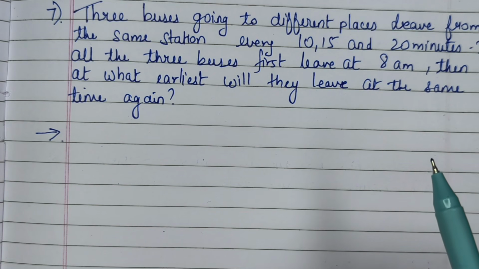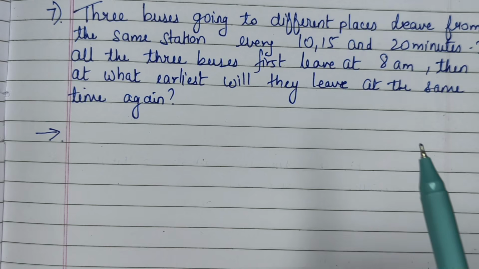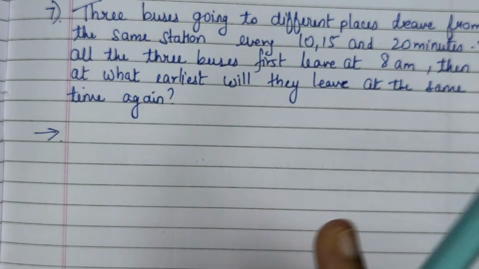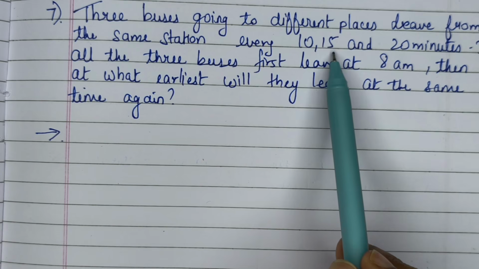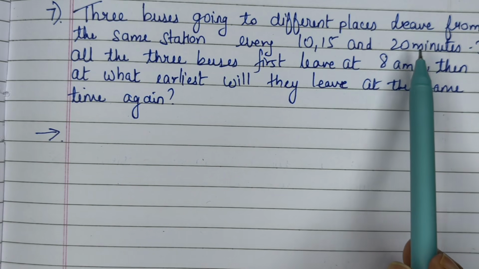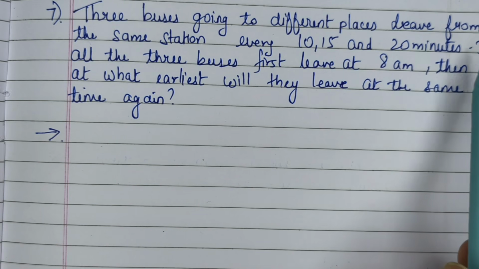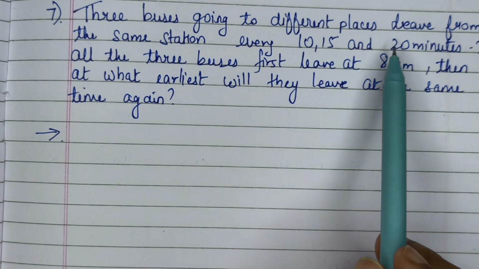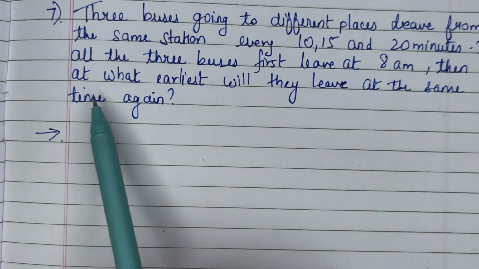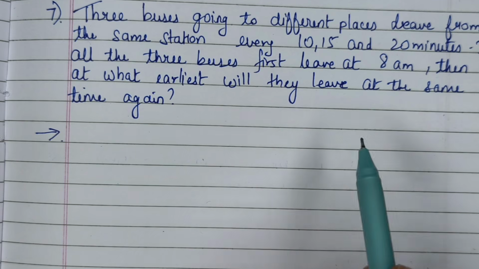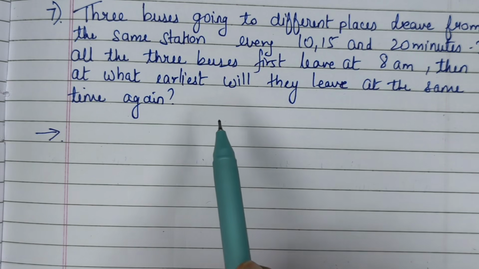We have to first find the LCM of the three numbers. The buses are leaving at specific intervals of time: after 10 minutes, then after 15 minutes, and then after 20 minutes. So what we will do is first find out the LCM of these three numbers. Why LCM? Because the question asks at what earliest will they leave at the same time again.